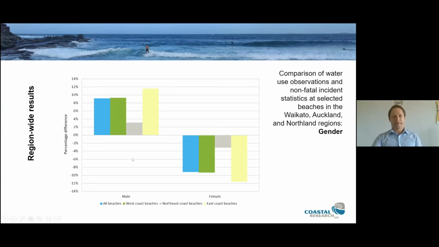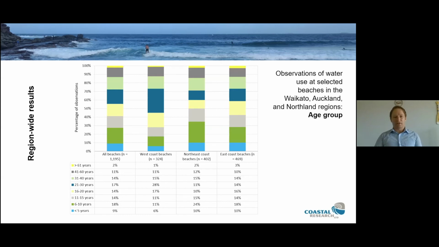At all sites, males, despite making up 55% of beach and water users, actually made up about two-thirds of those involved in incidents. Conversely, females were involved in fewer incidents in proportion to their use. So this can start to tease out some of the things that we want to understand about vulnerabilities.